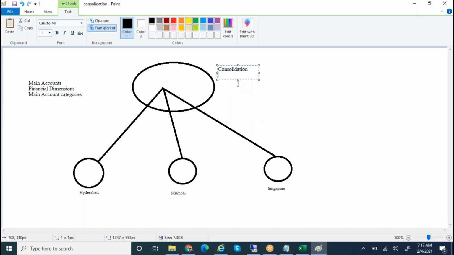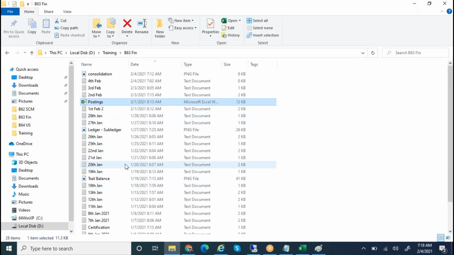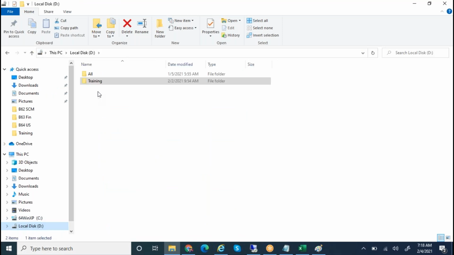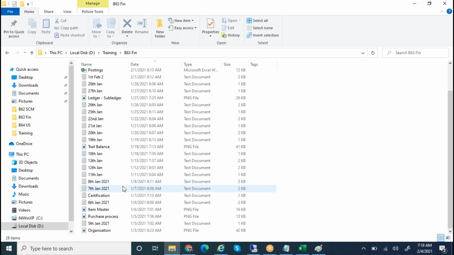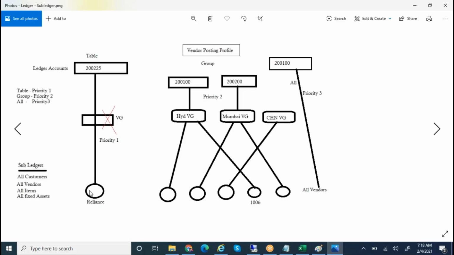Consolidation and elimination process. So, sir, elimination, even though customer transaction, vendor transaction, we cannot do? Customer transactions, vendor transactions, individual transactions, no. But ledger account transactions, yes. Because while posting, we are posting transaction here, automatically it is posting to summary account. Am I right?